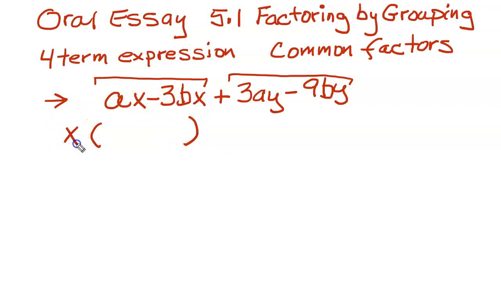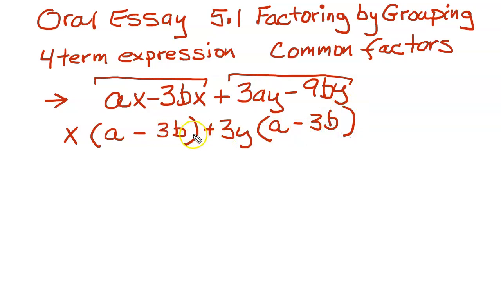So you put the X out here, and then what's left when you factor that X out? Well, you got an A minus 3B. And looking at the second two terms, you might say, is there a common factor? And yes, you could take a positive 3y out of each term. And then what's left? Well, you have an A minus 3B.